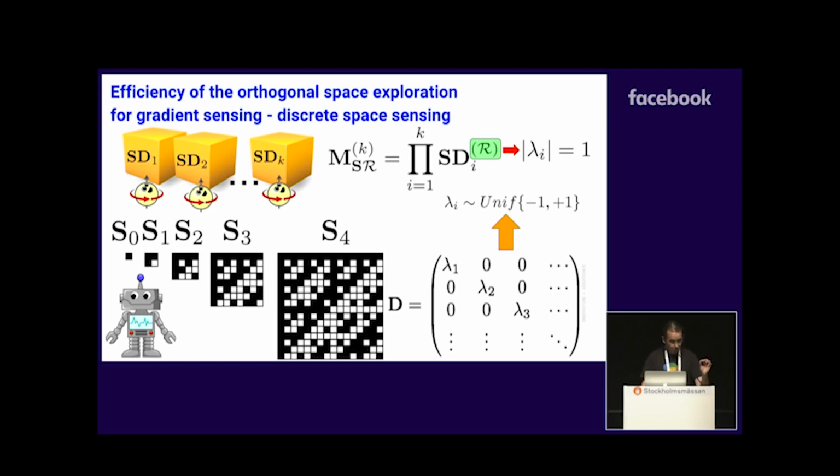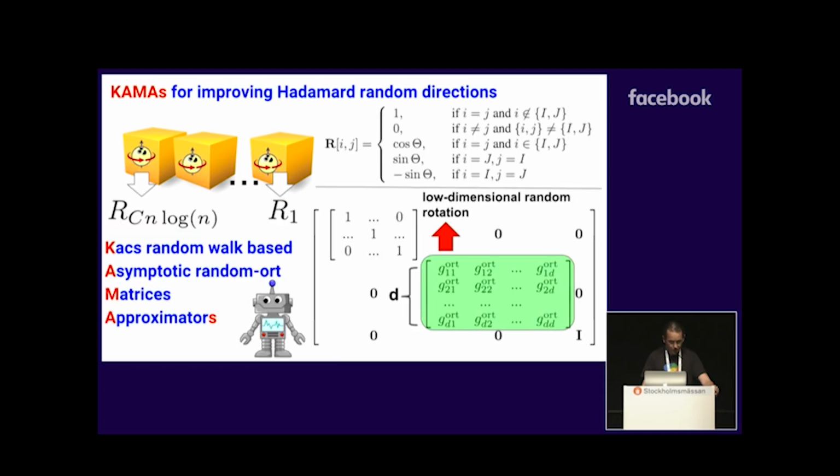The problem with this approach, however, is that the Kronecker-based Hadamard matrices are defined just for powers of 2, rows powers of 2. So now how can we get around this? One option is to use what we call CAMAS matrices. That stands for Katz random walk-based asymptotic random orthogonal matrices approximators, where basically the approximation of the Gaussian orthogonal matrix defining the directions of gradient sensing is given by the product of low-dimensional rotations, actually two-dimensional rotations, product of Givens matrices. The nice thing about it is that it's defined for any dimensionality. We don't need to add any zero padding stuff. It's just much simpler than the Hadamard mechanism.